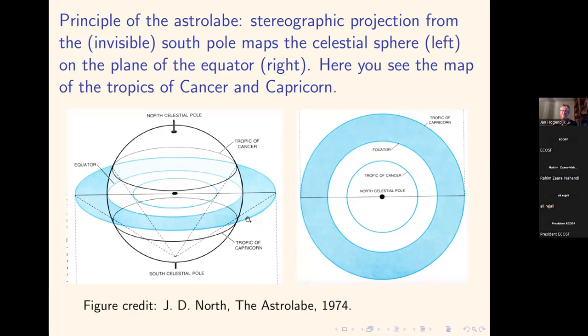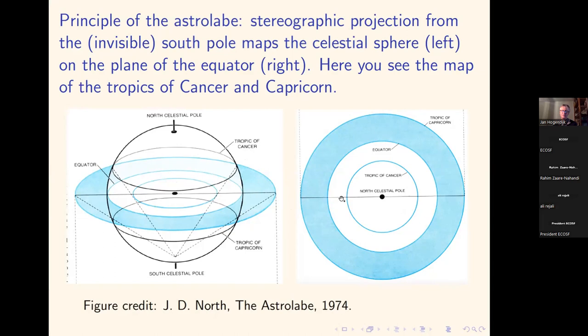And every point on the sphere, you join to the south pole, and you find its intersection with the equator, and that's the projection. So if you want to project this circle, you have to join every point on the circle with the pole, find the intersection with the equator plane, and then you get the circle here, which is a projection of the circle there. So then you get a map of the celestial sphere, and here the map is on the right side.